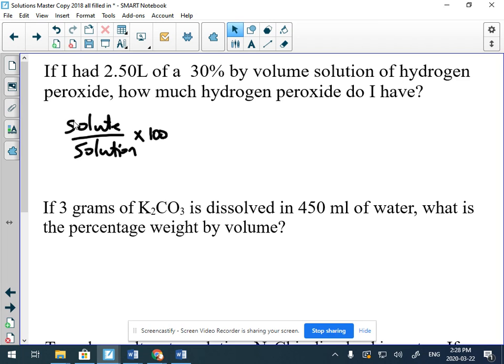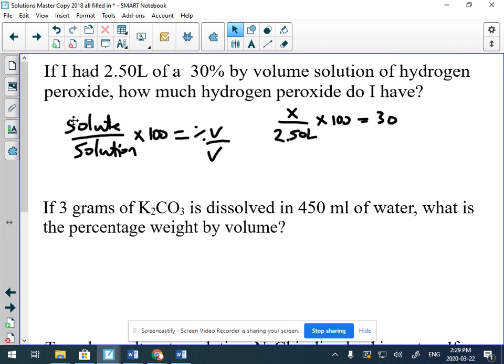If we look at this one, we're trying to solve for the hydrogen peroxide in it, which is the active ingredient and thus the solute. So this whole thing gives us percentage volume within volume. Now, if I set up my formula, I don't know the solute, which is X. The solution is 2.5 liters. I can change that to milliliters if I want, or leave it in liters. Times 100 is equal to 30%.